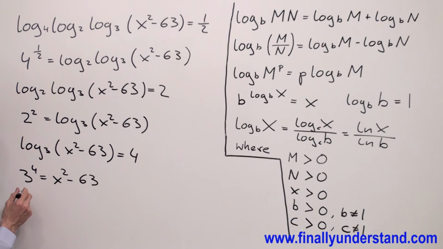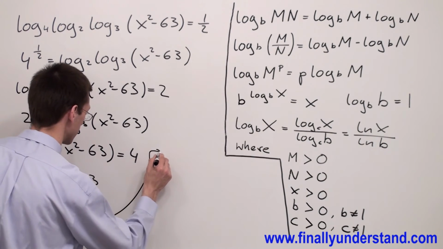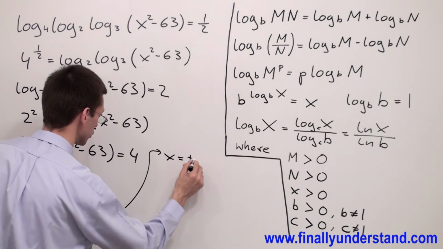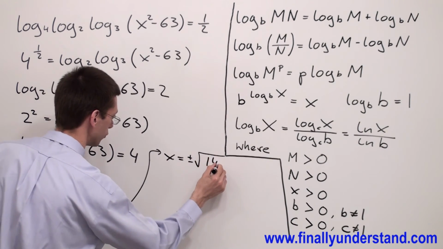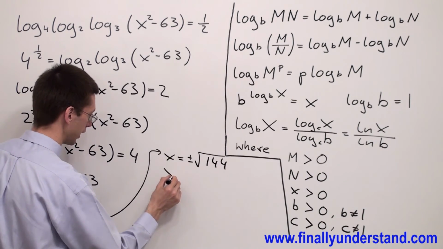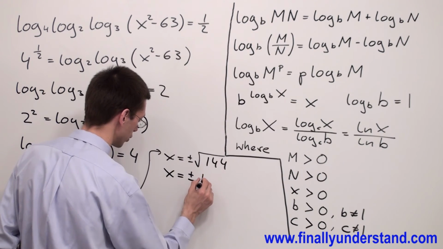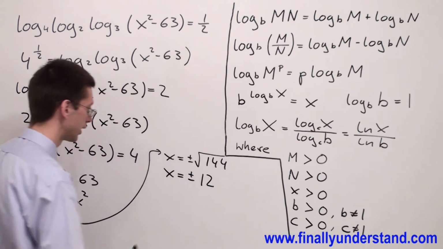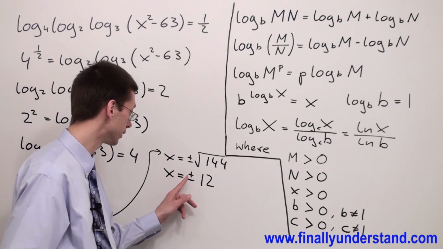3 to the 4th is equal to 81. I'm going to move negative 63 to the left side. This becomes plus 63. Positive 63 equals x to the second power. 144 equals x squared. So I can write that my x is equal to plus or minus the square root of 144. So x is equal to plus or minus 12. I have two answers. I have positive 12 and negative 12.